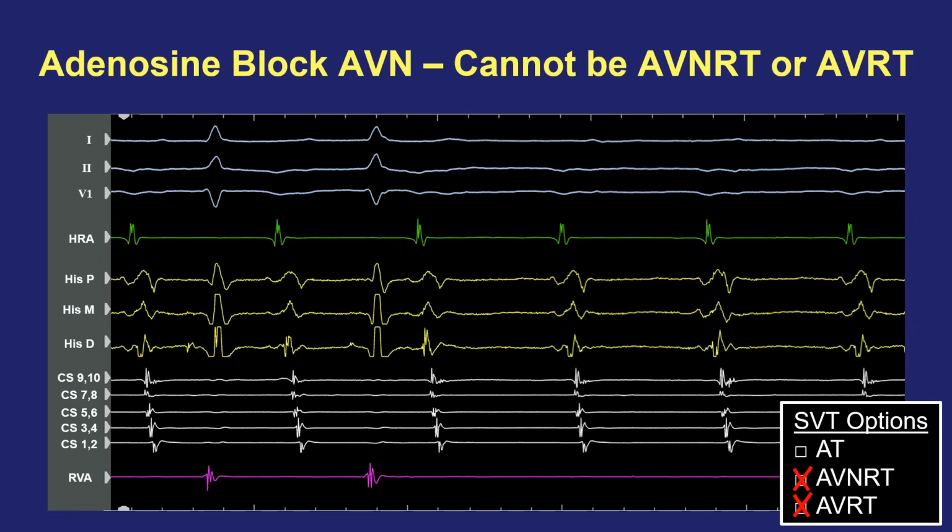You could have an unusual form of AV-RT that involves 2 different accessory pathways going up one pathway and down another, but that, of course, would not be a narrow complex tachycardia because you'd be activating the ventricles forward over an accessory pathway, and you would get a very wide, bizarre QRS in that scenario.